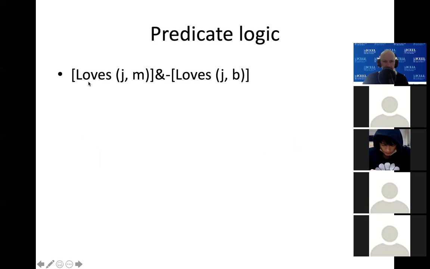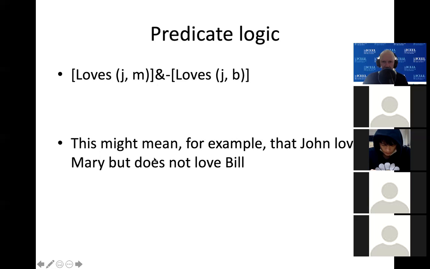You've got something like this. Let's try and work out what that might mean. So that might mean, for example, John loves Mary but does not love Bill, right? So John loves Mary, and he doesn't love Bill, maybe. J and B doesn't have to be John and Bill. J and M doesn't have to be John and Mary, but it's common sense to do something like that.